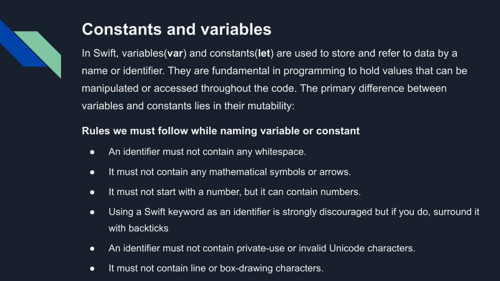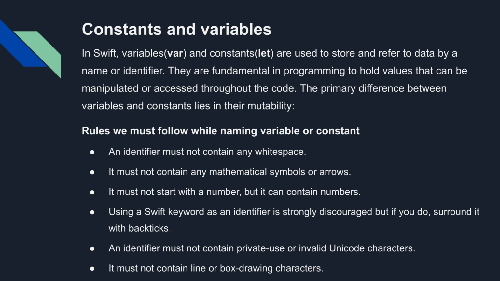Identifiers, names, cannot have spaces between words. Instead, use camel case to separate words. It must not contain any mathematical symbols or arrows. Symbols like plus, minus are not allowed in identifiers as they are reserved for operators and syntax in Swift. It must not start with a number, but it can contain numbers. An identifier cannot begin with a digit, but numbers can appear later in the name.